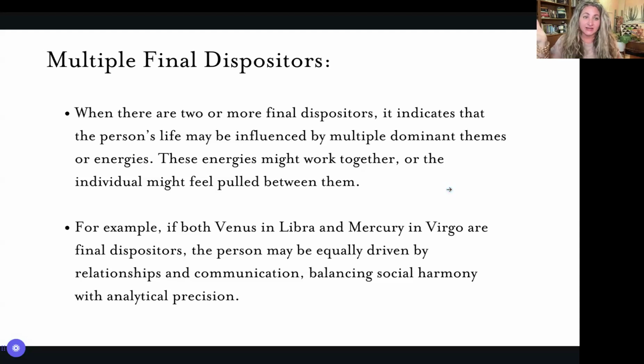So I mentioned in the beginning that there can be many final dispositors. So if you end up with two, you're going to have two CEOs in charge of the chart, two core values that are equally strong. So the example here is if we've got Venus in Libra and Mercury in Virgo, right? It has to be in their home signs, right? Then that person is going to either be pulled in two directions or use them equally well. So part of their life story will come through relationships and communication and the balancing of those two themes, right?